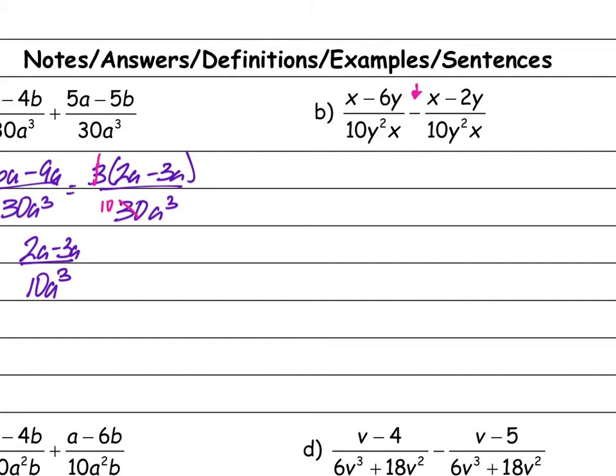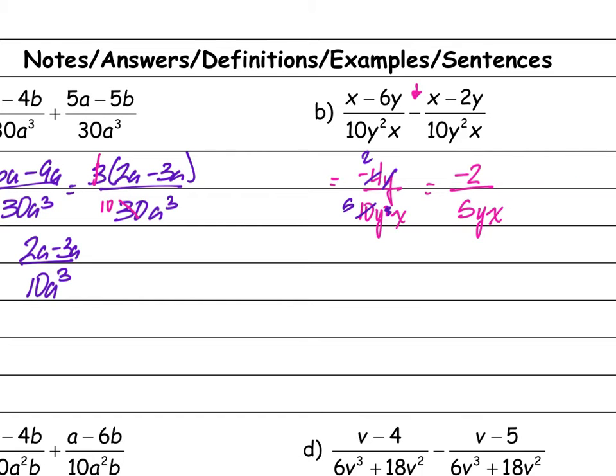So x minus x is 0. And then negative 6 minus a negative 2 is negative 4y over 10y squared x. So 2 goes into 4 2 times and into 10 5 times. And this y goes away, and then I have 1 left on the bottom. So I get negative 2 over 5yx, or xy, however you want to put it. There you go.